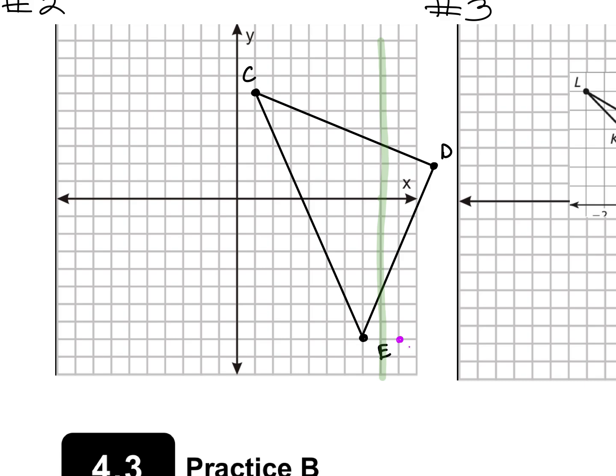E is 1, so E also has to be 1. D is 1, 2, we'll call this 2, 3, 1, 2, 3. D is going to be right here, connecting those dots. And then C is 1, 2, 3, 4, 5, 6, 7 right here. It's a little bit off on the other one, but this is what your graph should, for the most part, look like.